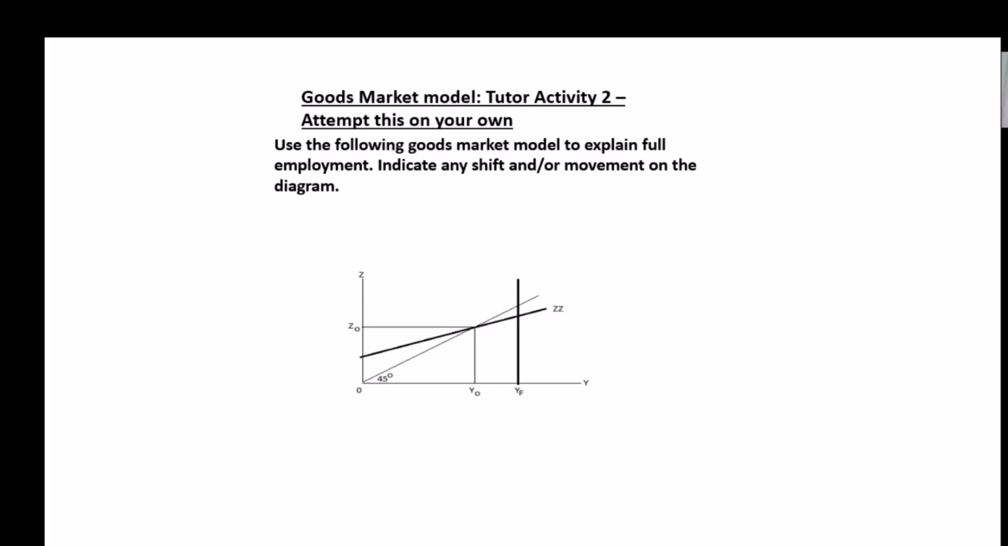The question says, use the following goods market to explain full employment. So in other words, if there's an increase in government spending, there'll be an increase in output. So your Y will shift to the right. It'll keep on moving to the right until we get to full employment. So how do we get to full employment? By using the two policy variables, government spending and taxation.